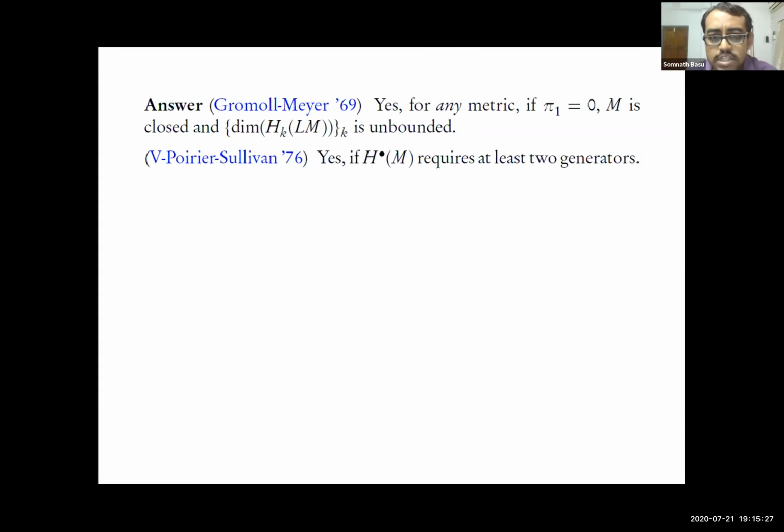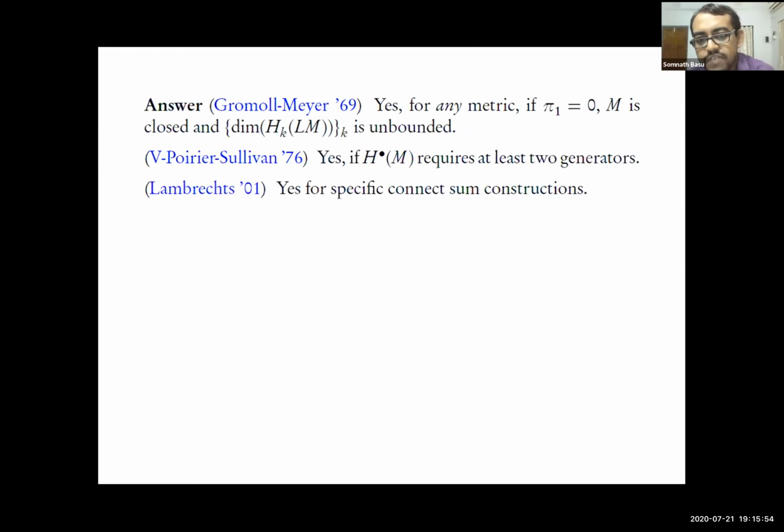Okay. So this is something that is easy to check, right? So for example, if you take spheres, the cohomology ring of a sphere is generated by one element. The cohomology ring of CP^n is generated by one element. So these do not fit into this category. Okay. And in fact, for a sphere, one can show that the Betti numbers of LM are actually not unbounded. So for spheres, neither one of these two theorems apply. Okay. And then Lambrechts later on actually modified this for specific connected sum operations.